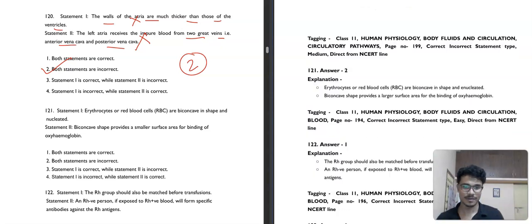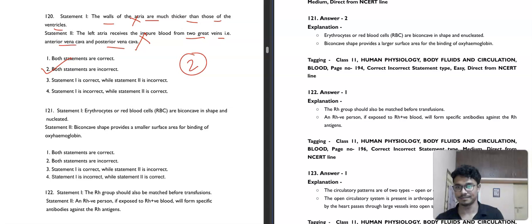Then the next statement based question, it is saying that erythrocytes or red blood cells are biconcave in shape and nucleated. Are erythrocytes nucleated? No, erythrocytes are not nucleated. Biconcave shape provides a larger surface area for binding of hemoglobin. So both statements are incorrect. Second option is our correct answer.